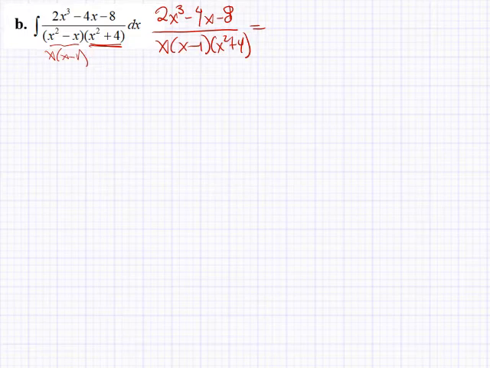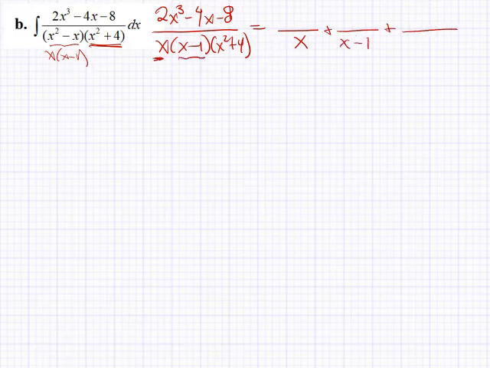And so I'm going to end up with 3 denominators. One is an x, because that's this factor. One is an x minus 1, that's this factor. And the third one is x squared plus 4, which is this factor. But notice, this one is a quadratic, and these two here are linear. So that's going to change the numerator.